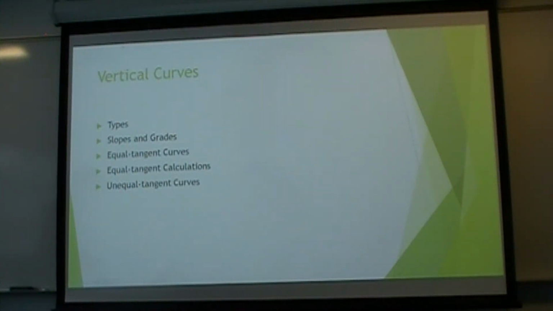Curves now, another type of highway design. This is in the vertical profile. So we're going to look at types, slopes and grades, and the equal tangent curves and equal tangent calculations. Now I'll talk about equal tangent and unequal tangent curves, but we're not going to do anything with it. If you specifically want some issues on that or answers, you can always send us emails and we'll take a look at that for you.